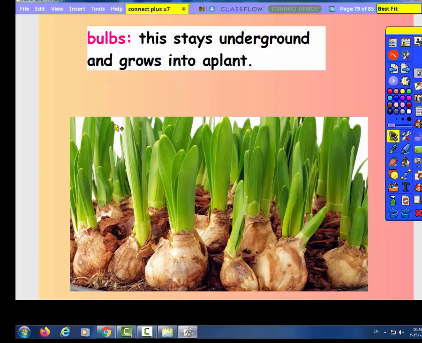The second way, we have said before that plants reproduce in two ways. The first way is by using pollen grains. The insects or the bee carried the pollen grains from one flower to another flower to make seeds, and then seeds fall on the ground to reproduce a new plant. The other way, or the second way, is that these plants reproduce by themselves, not by using insects or birds. So here, when we put these bulbs under the ground, we can see an identical copy of these bulbs. This stays underground and grows into a plant, an identical copy of this plant. Okay.